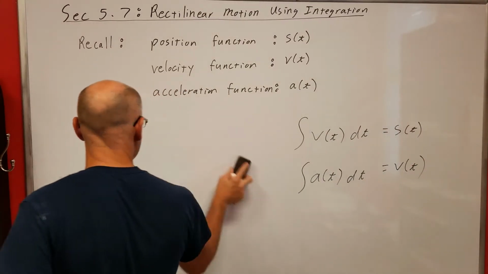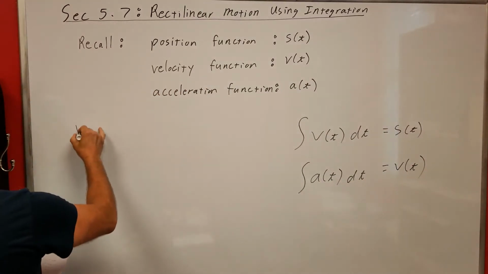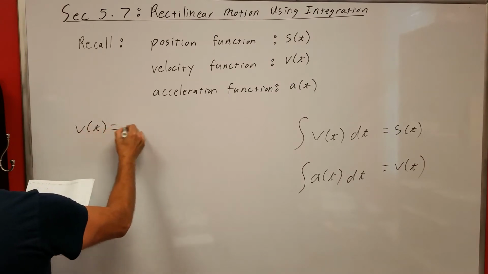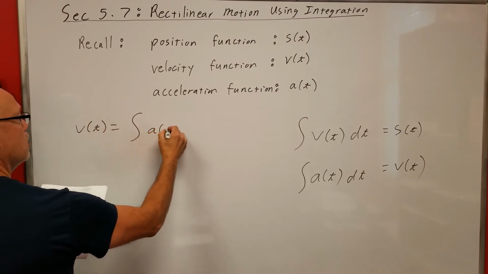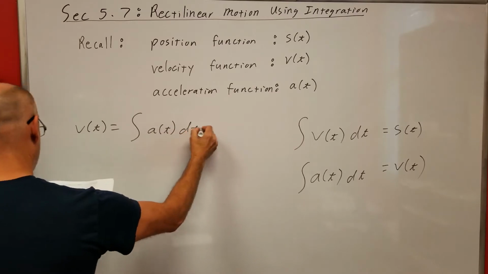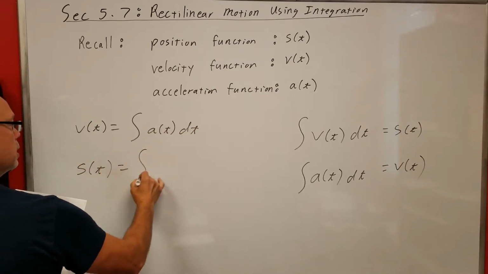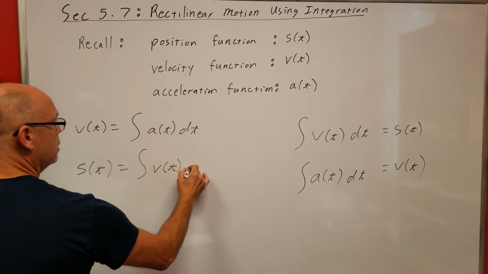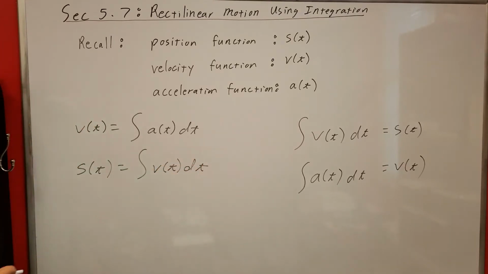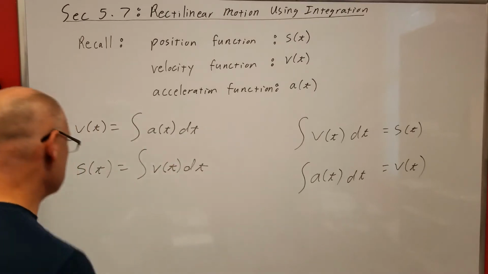To formalize this, your book says v of t is equal to the integral of a of t, and s of t is equal to the integral of v of t. So that just sums up what we said. We're looking at the same thing again, but from the integration perspective.